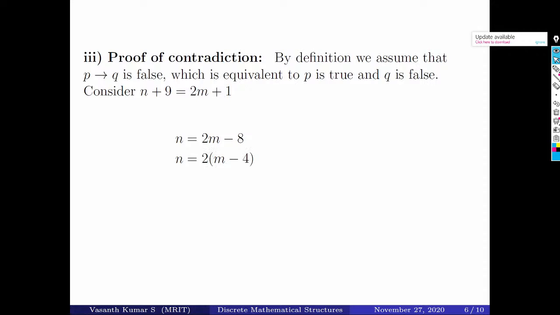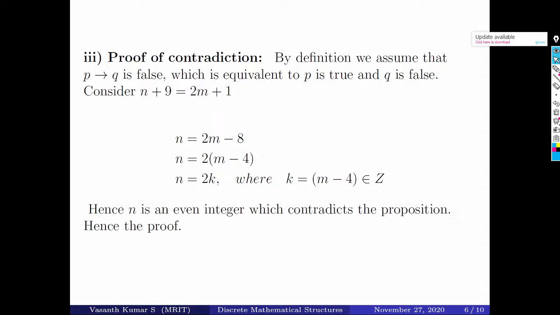It becomes 2k, where k is m minus 4, which belongs to the set of integers. So we are getting n equal to an even number 2k. So now we have proved that if n is an even integer, then n plus 9 is an odd integer. Did you come to know? Did you get an odd integer? Hence n is an even integer, which contradicts the proposition.